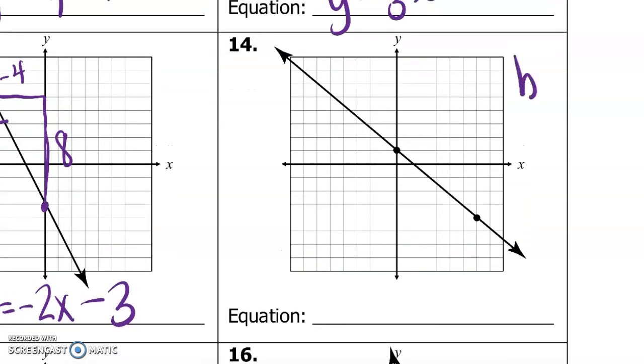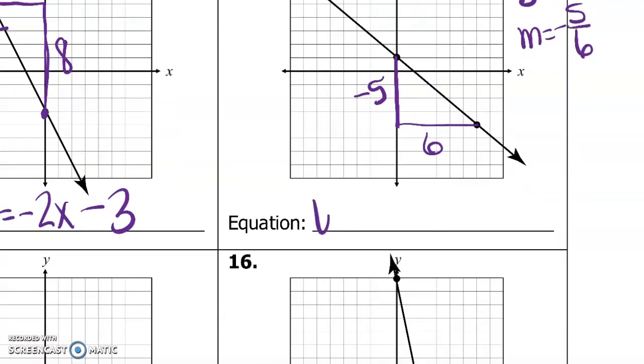Number 14, your y-intercept is just up 1. Then we can go down 5 and right 6. So our slope is negative 5/6. So our equation, y equals negative 5/6 x plus 1.